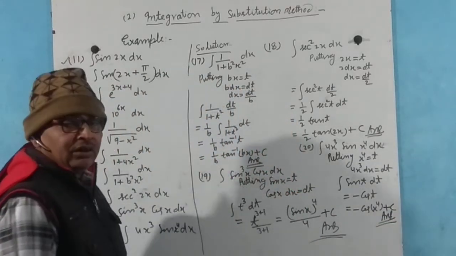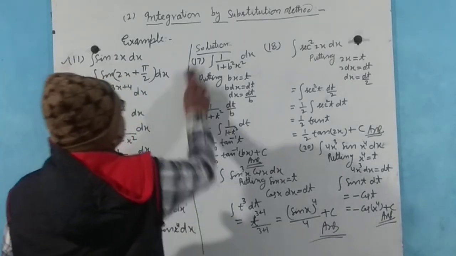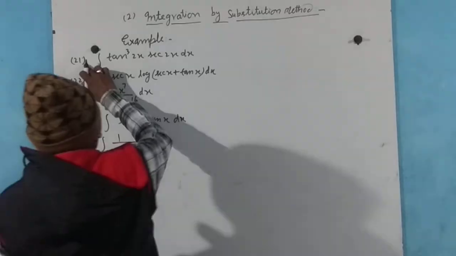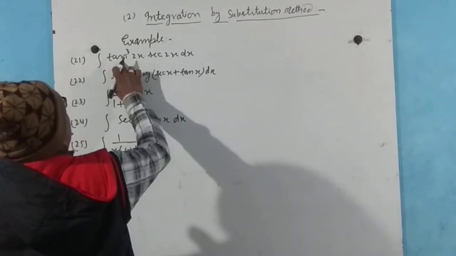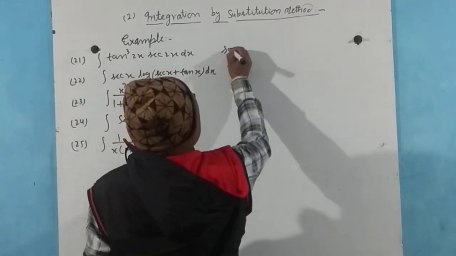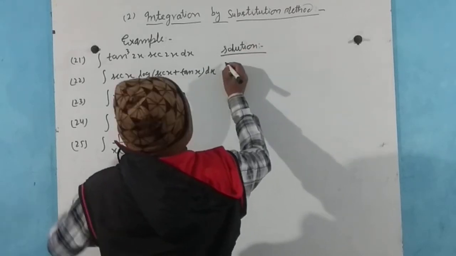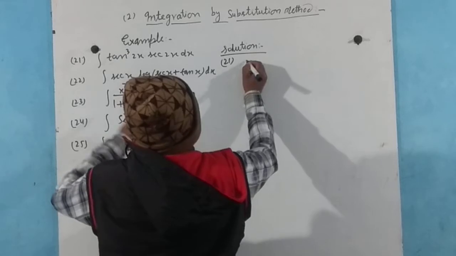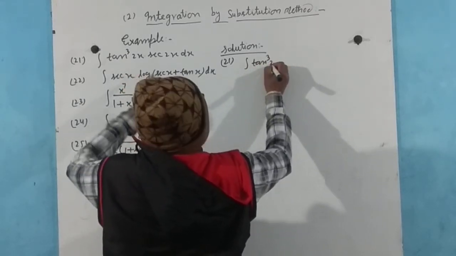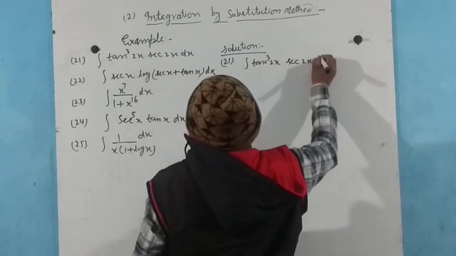Now we take another example here. Question number 21: integration of tan cube 2x into sec 2x dx. Solution of this. This is 21. Integration of tan to the power 3 of 2x into sec 2x dx.